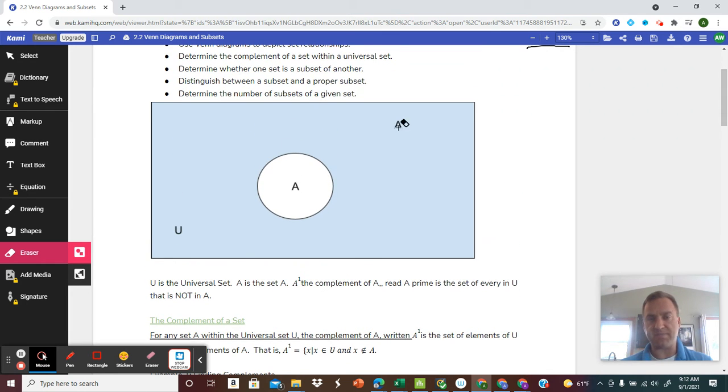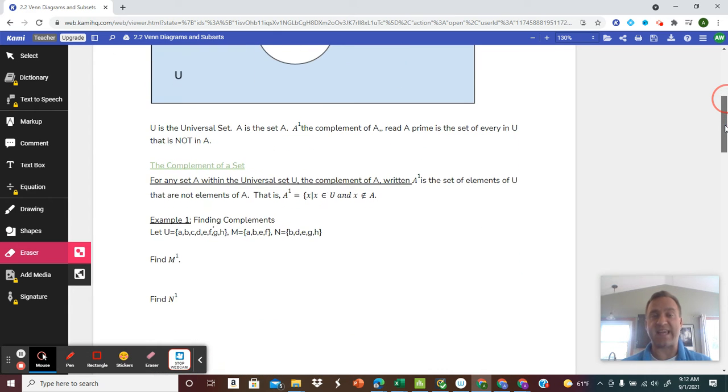So if I'm looking at this picture, this is a Venn diagram picture. This is a set A. This is everything that's not in A, which is written as A complement. And then this is a universal set. Now there can be overlap. So we could put a set B that has elements that are also in A and put those in a common part. And we're going to do that in a second.